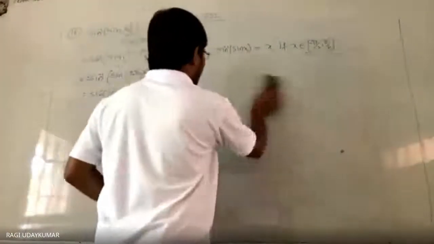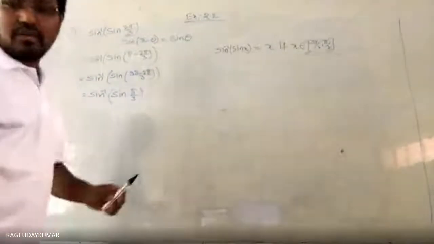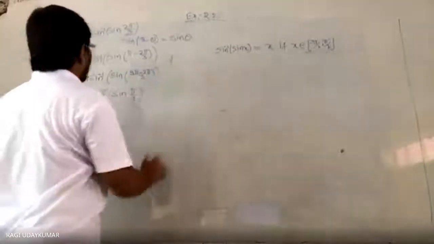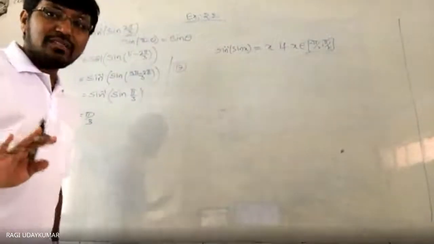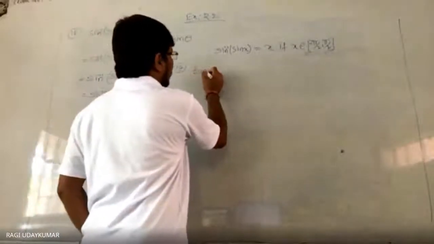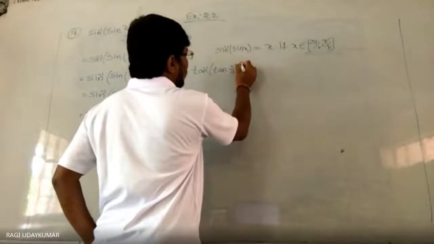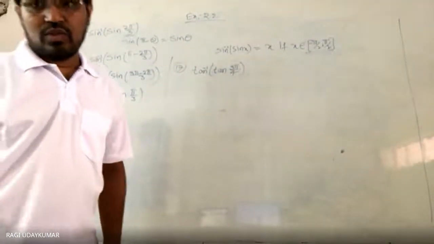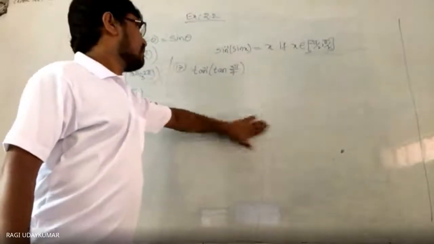So the same way, the next problem. I'm erasing just this part. So this is equal to what you are going to get as π/3. The next question is the 17th one: tan inverse of tan 3π/4. So what to do here?